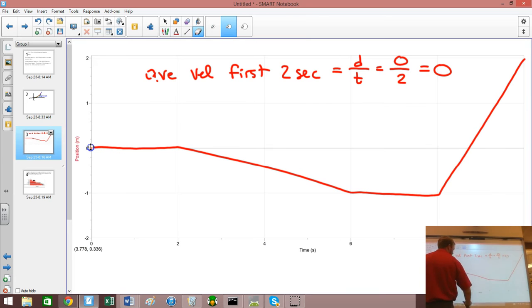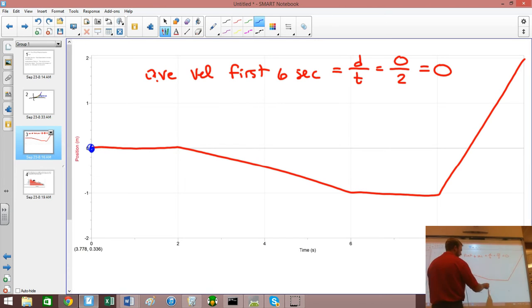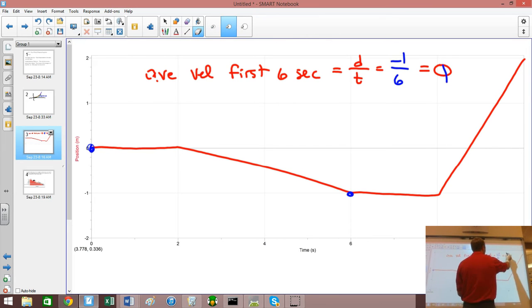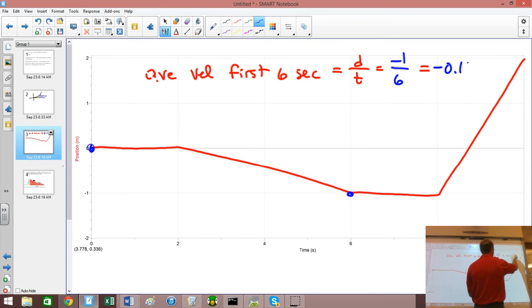What if I change that to, say, the first 6 seconds? So my total distance, I start right here at 0, and I end over here at -1. So my displacement now is -1 meters, and the time it takes me is 6 seconds. So you do 1 divided by 6, and that comes out to be -0.17.